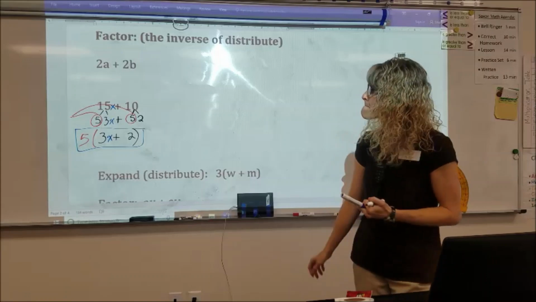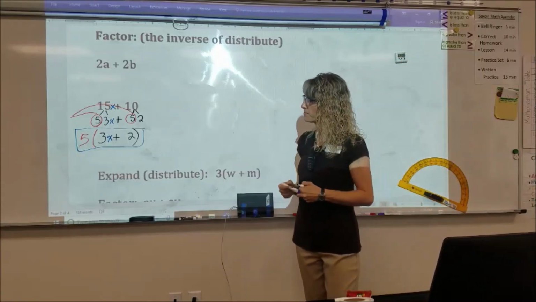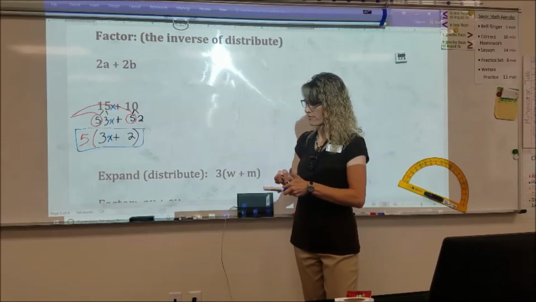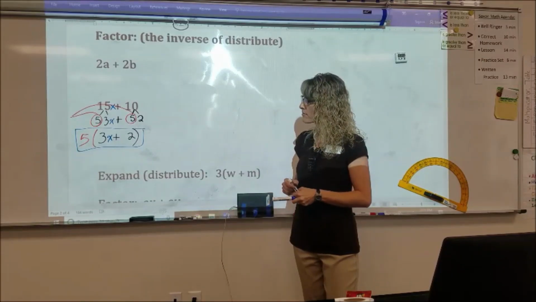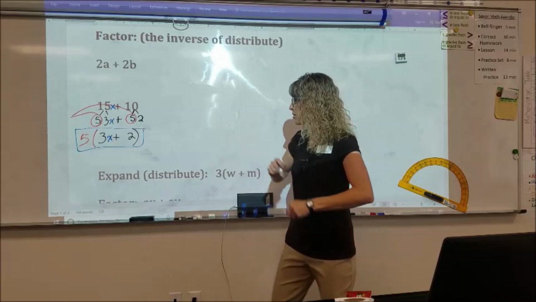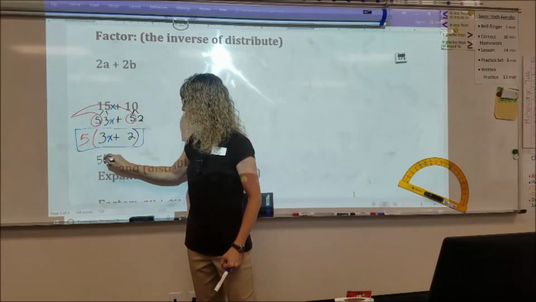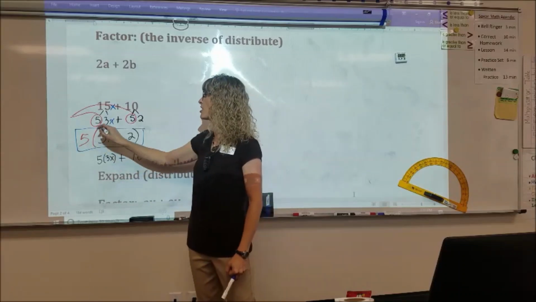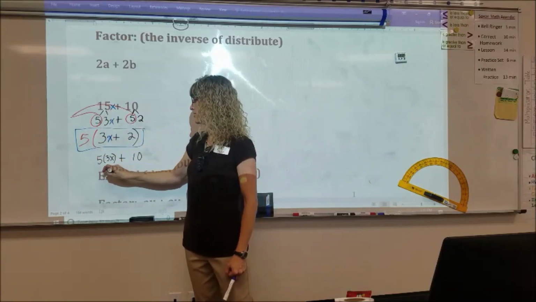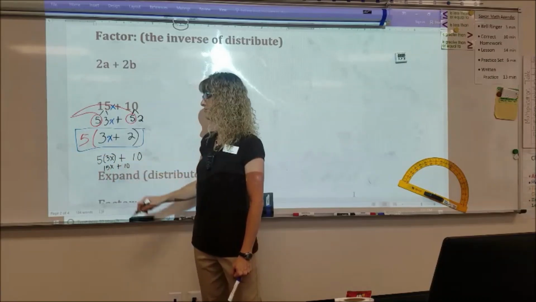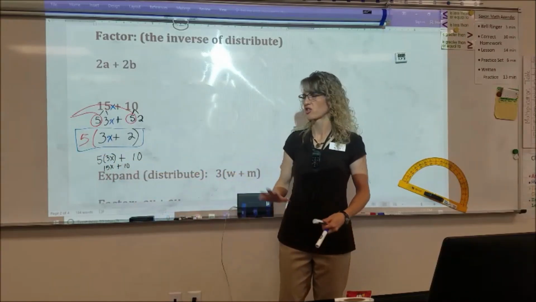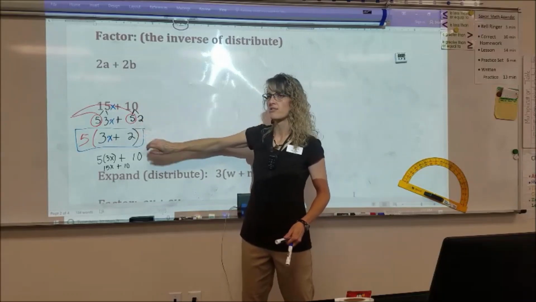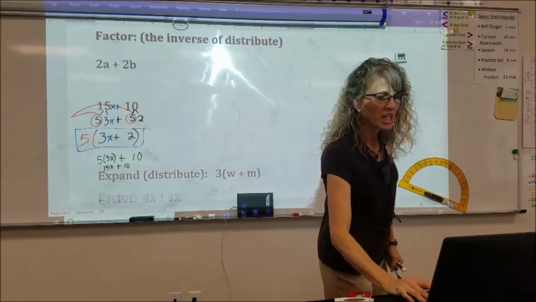Couldn't you say, instead of just leaving it like that, 5 times 3x plus 10? Well, I could say 5 times 3x plus 10, but now I've gone back to where I started, 15x plus 10. So no, I'll just leave it like that. If this is to factor, leave it in this form. Okay, good question.